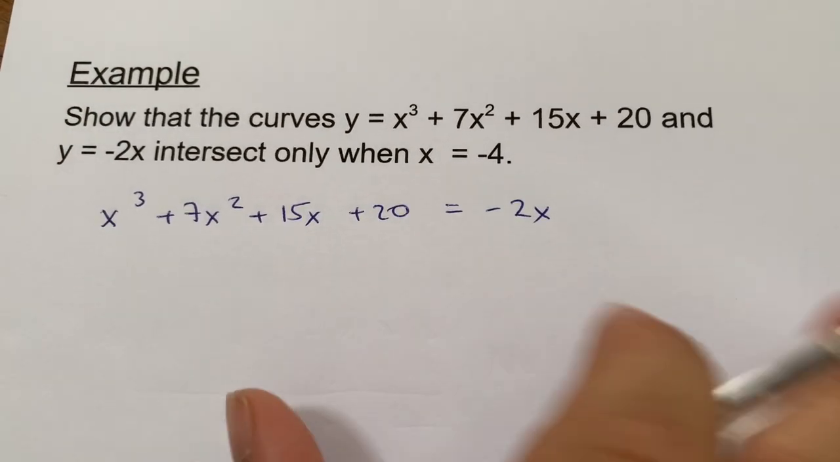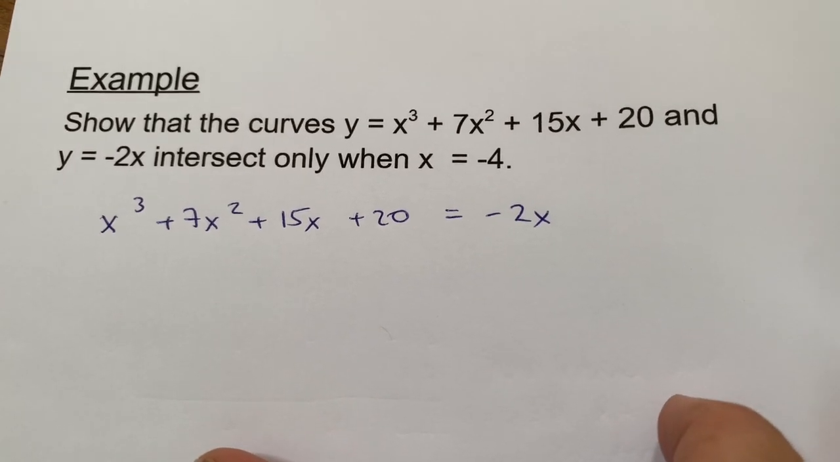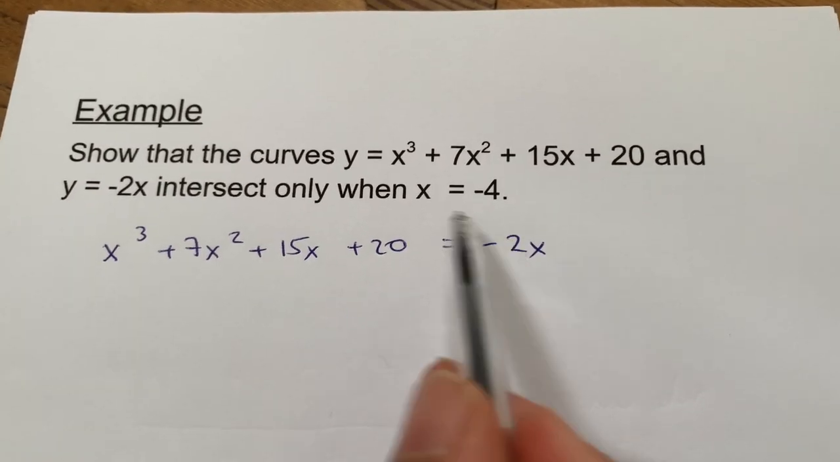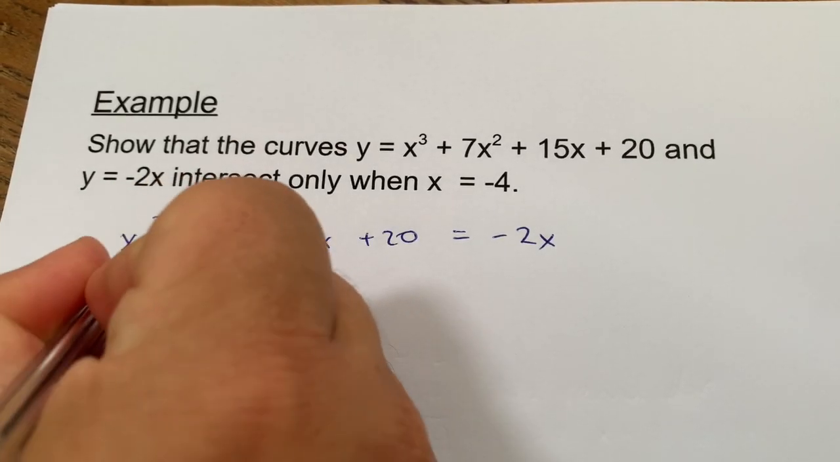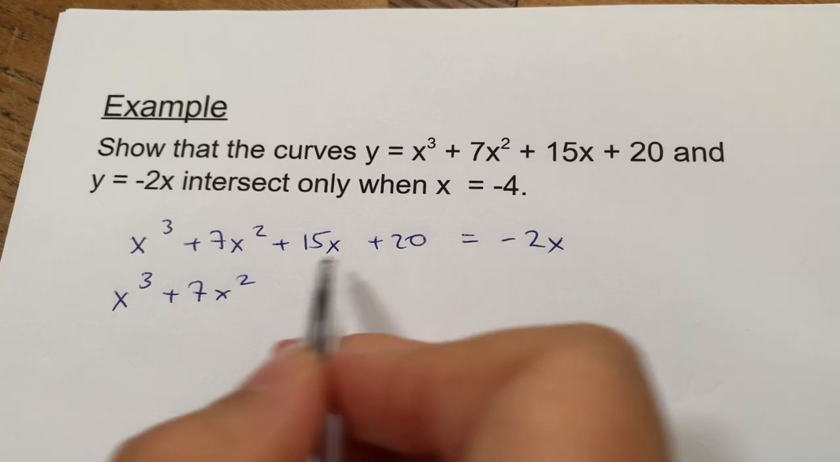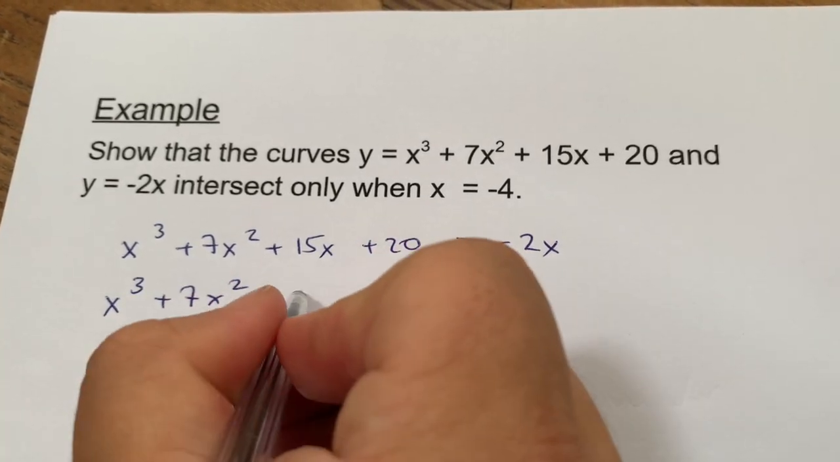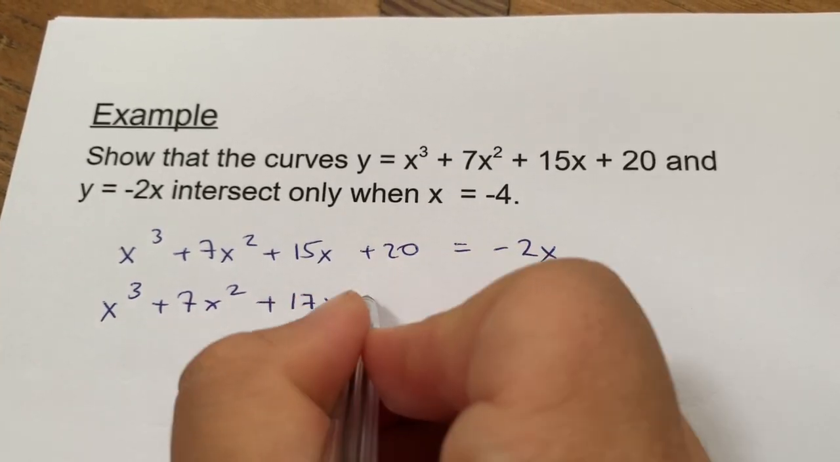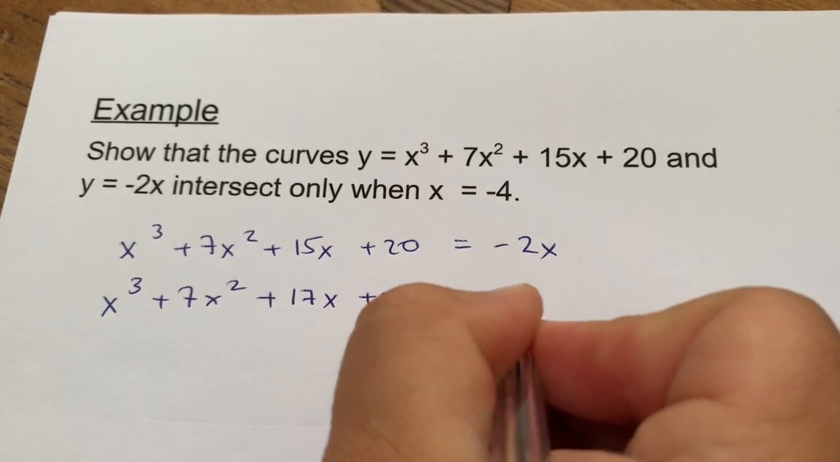Okay, so what we need to do then, same thing as we've done before, is we need to make it equal to 0. So therefore we're going to take the -2x over to join the rest of the terms. So I've got x cubed plus 7x squared. My -2x becomes +2x. So I'm going to add it on to the 15x. So I get 17x plus 20 equals 0.